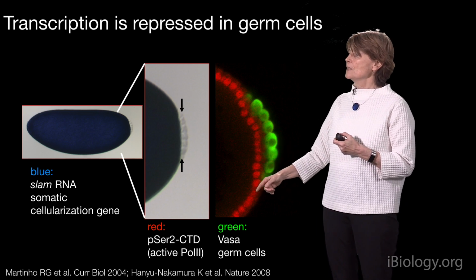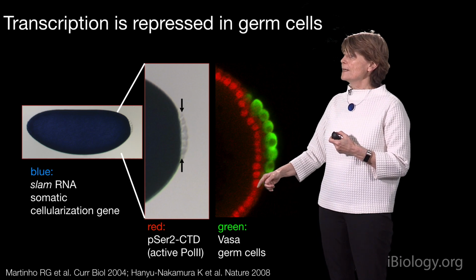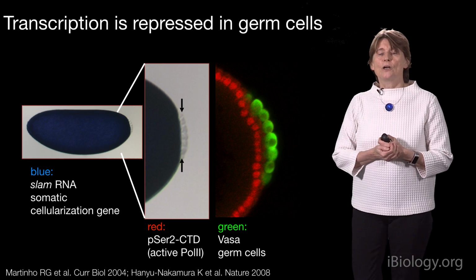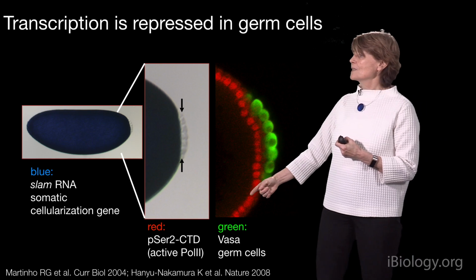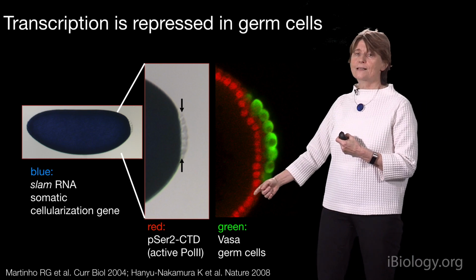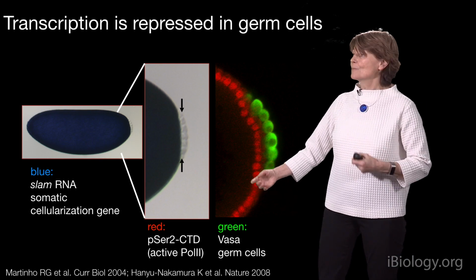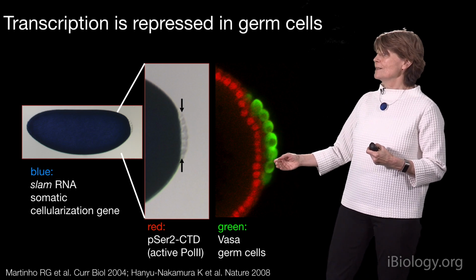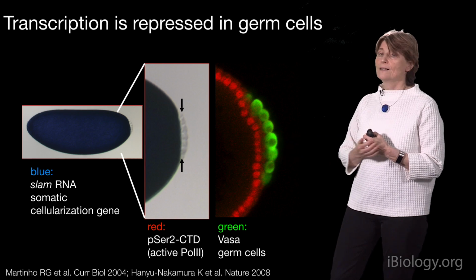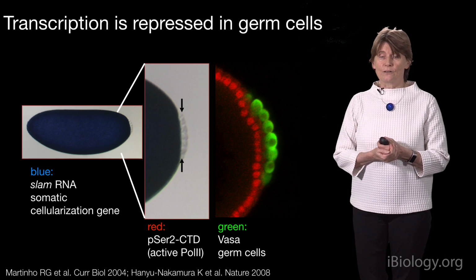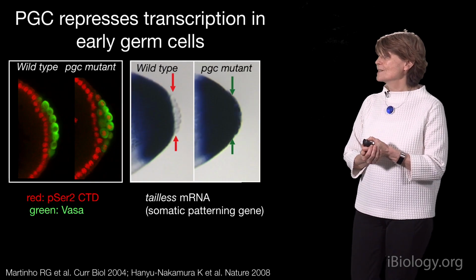So what we're seeing here in red is the activity of polymerase II at this stage. And what you can see is that polymerase II is active in making transcripts in the soma, but it is not present. You can see those empty nuclei here. It is not present in the germline. So how is this achieved?